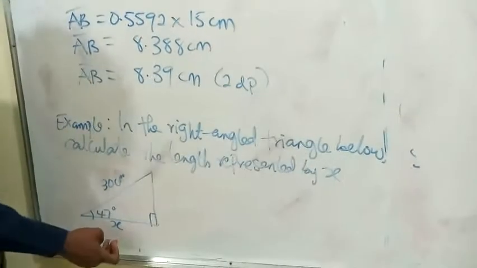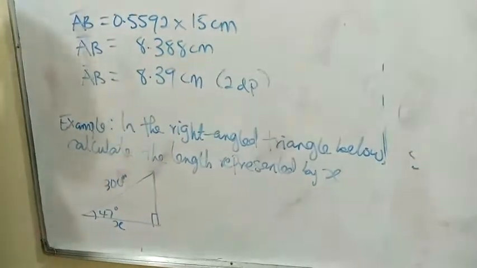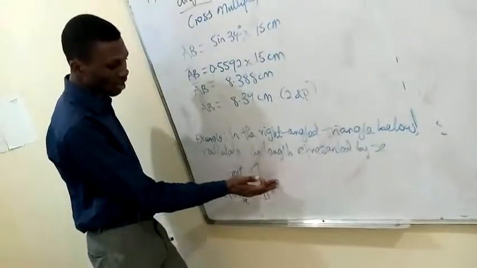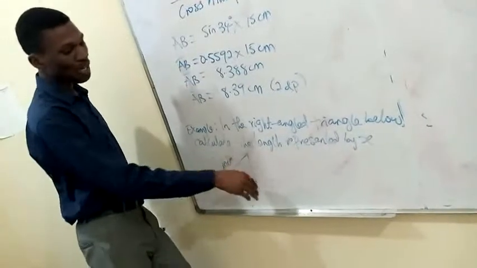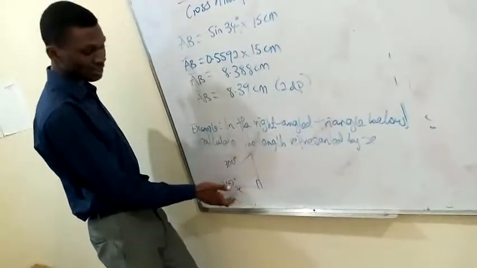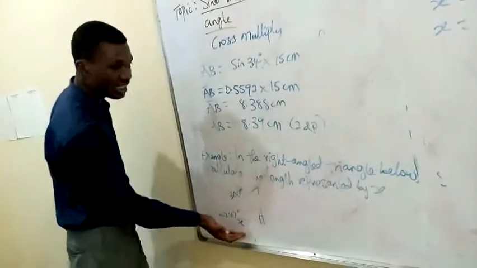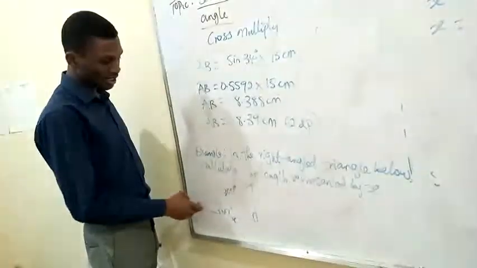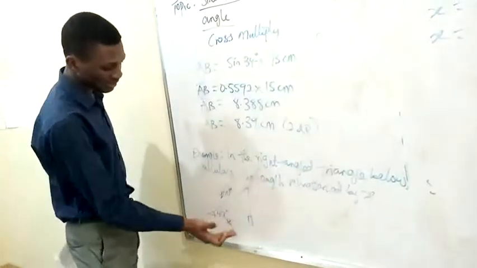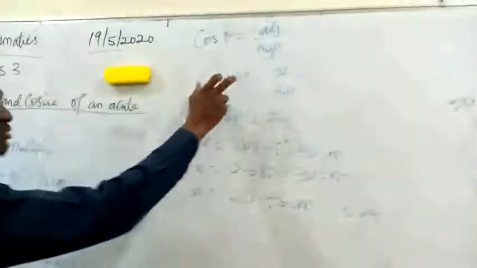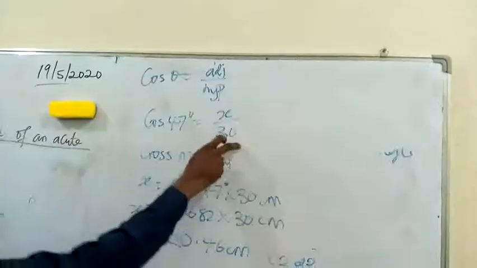Since we are interested in the line x, we cannot use sine of the angle, because from SOHCAHTOA, sine of the angle is opposite over hypotenuse. We are not interested in this side, but x. And cos is given as adjacent over hypotenuse. So we say cos 47 degrees is x, the adjacent, over the hypotenuse of 30. So cos 47 degrees is x over 30.